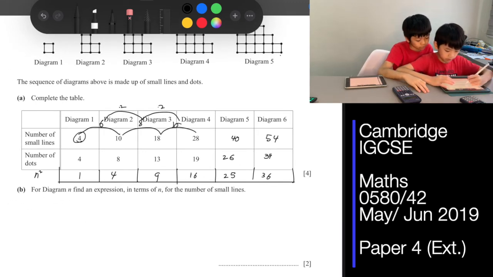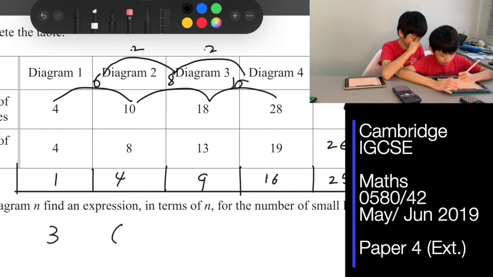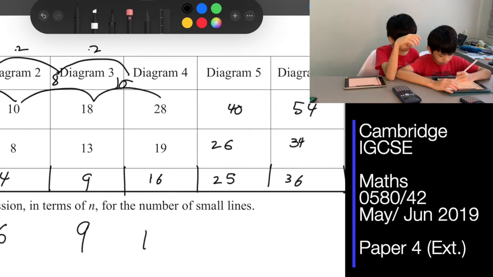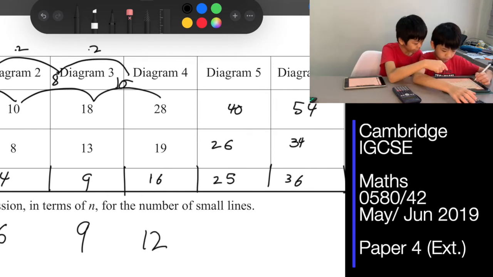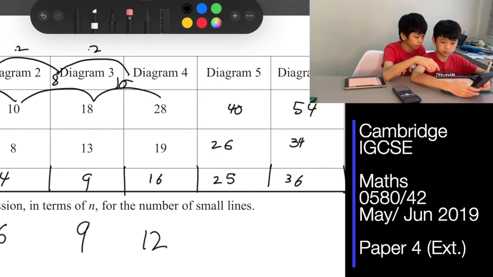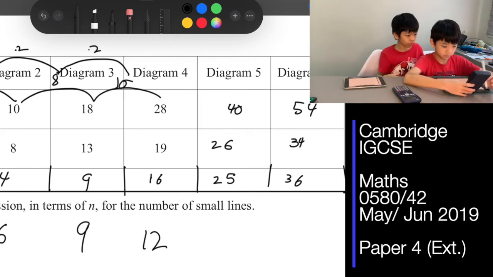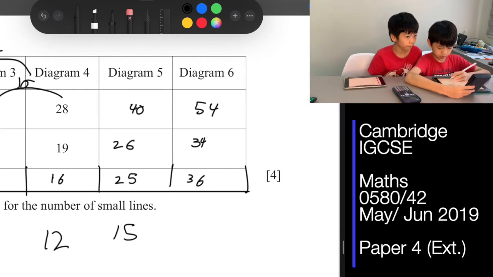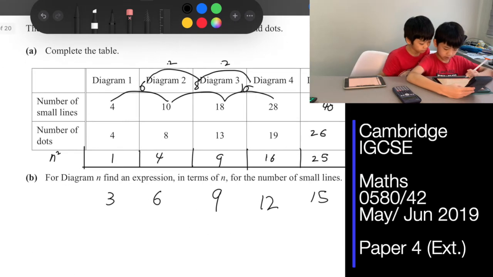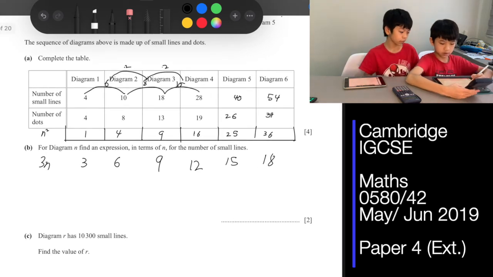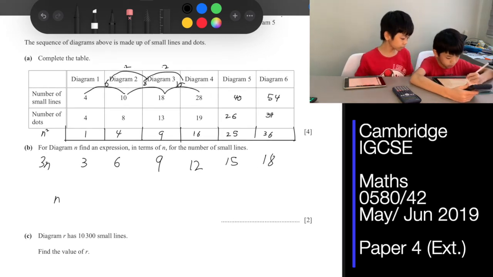And then we find the difference between this and this. Basically, the row of this over the row of n squared, which is 3, 6, 9, 12, and then 14 minus 25, 15, and then this should be 18. Now we know that it is a multiple of 3, so it is 3n. So the nth term of this is n squared plus 3n.